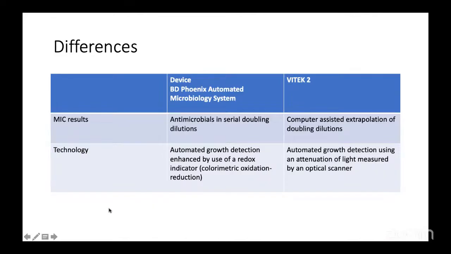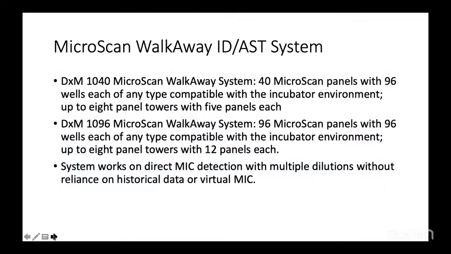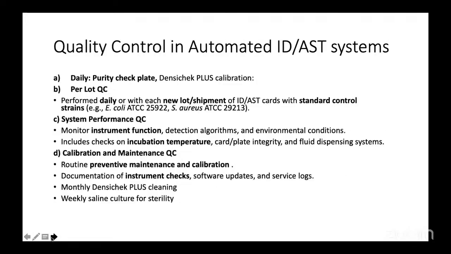Then the Phoenix, as I said, depends on a redox indicator, whereas the other is only a growth indicator using an optical scanner, which I told you. Now there is the MicroScan WalkAway ID and AST system, which has panels with 96 wells. This system works on direct MIC detection, which has multiple dilutions and does not rely on historical data or a virtual MIC, because all the others are actually comparing against an algorithm which has historical data. So it's not giving you a virtual MIC, it's actually giving you a true MIC.